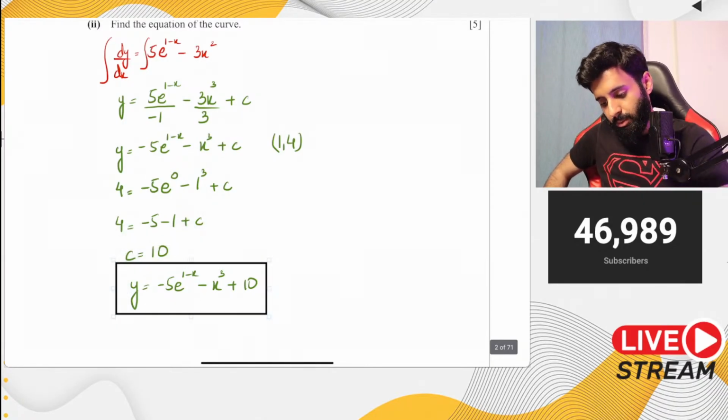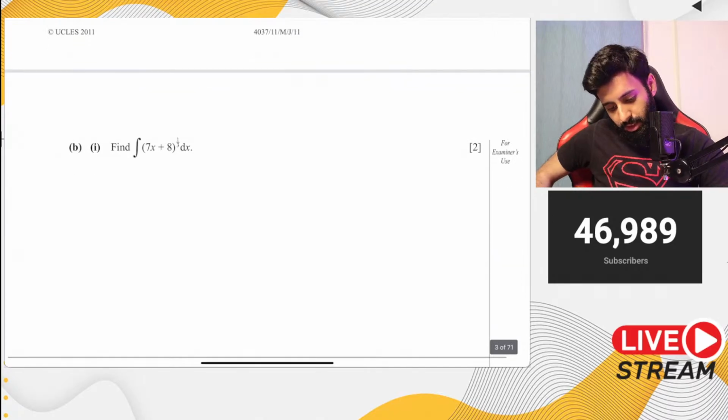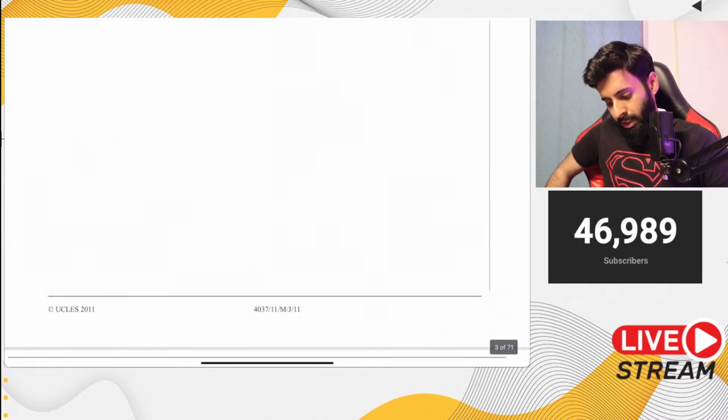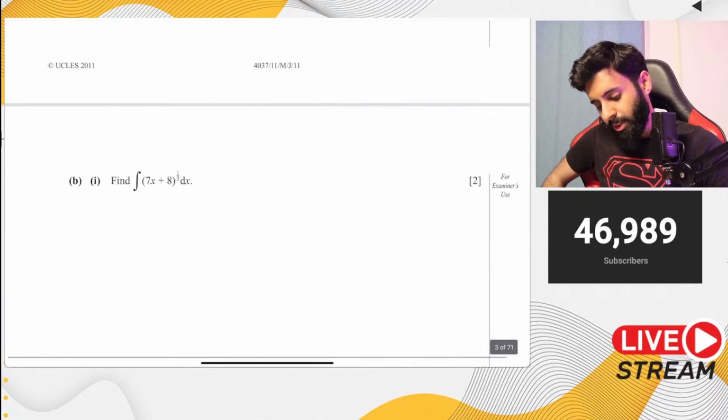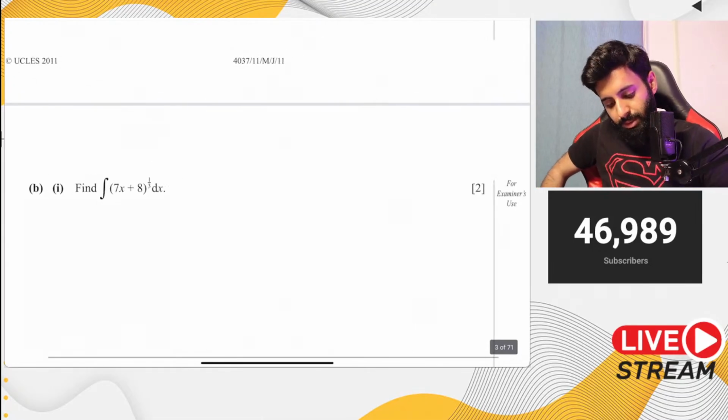So what are your thoughts? Let me see if that's the end of the question. No, wait, it's not the end of the question. Okay, so let's not get carried away. So there's more. Okay, so here we have to integrate a composite function.